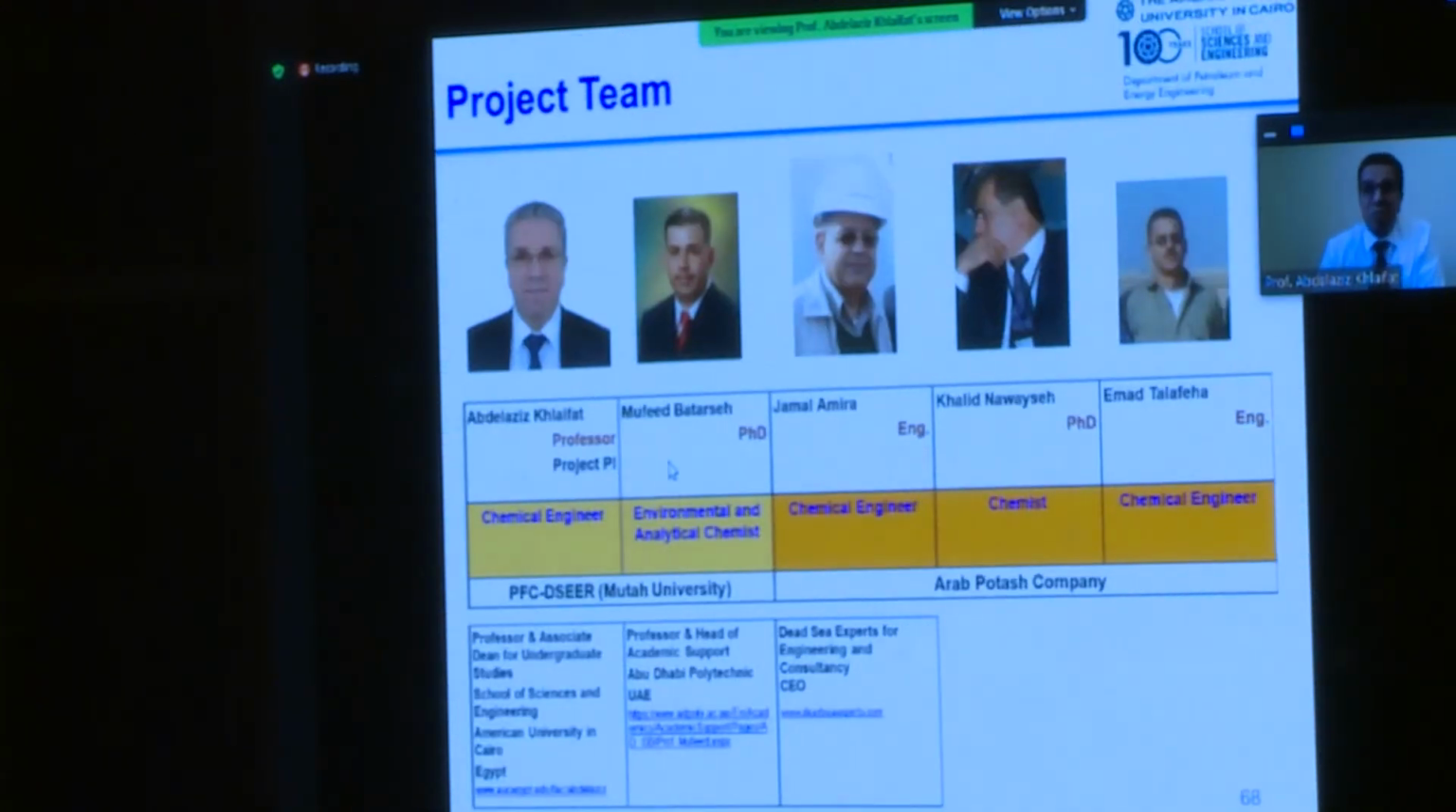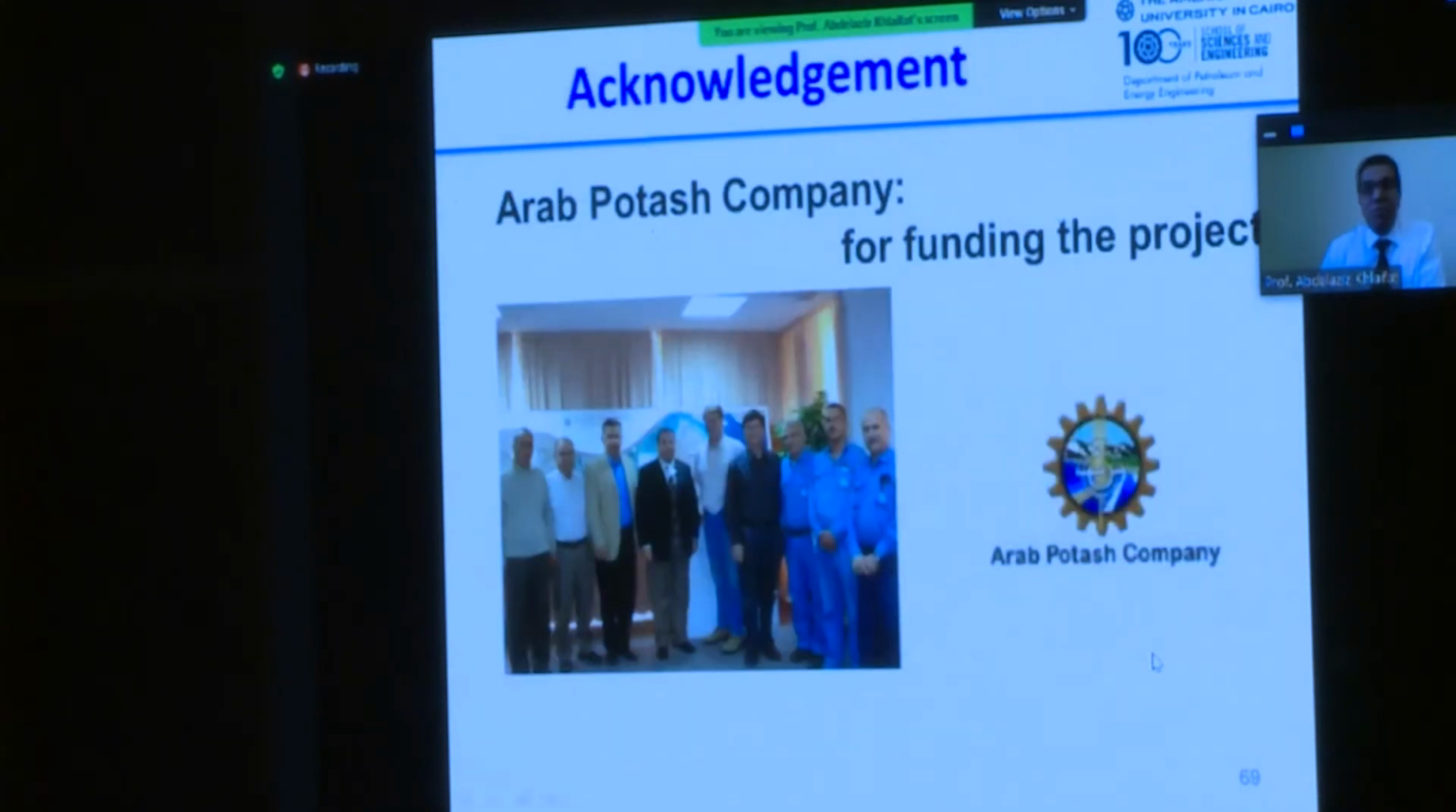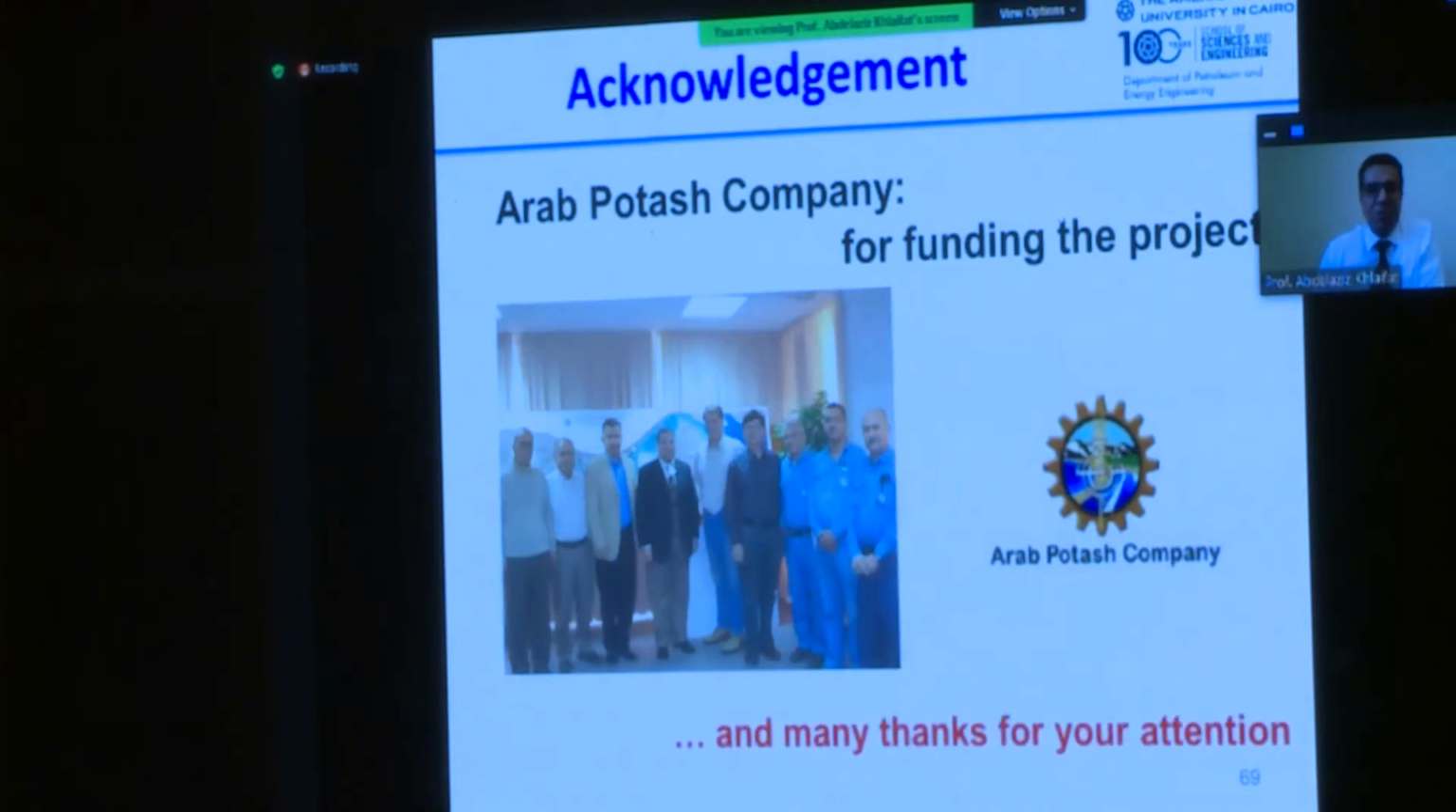This project was teamwork, started back when I was at Mohammed University, and my colleague Dr. Mufid Patasa, who is working for Abu Dhabi Polytechnic right now, worked with us, along with three team members from Arab Research Company: Jamal Amira, Khalid Nawisa, and Umar Talat. This project could not have been possible without the general support of Arab Research Company at that time. So I want to thank them again, and whenever I talk about this project, I have no other choice but to thank them, and to thank you for being so patient to listen to this short and quick topic.